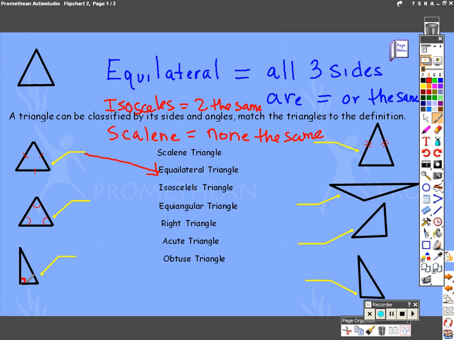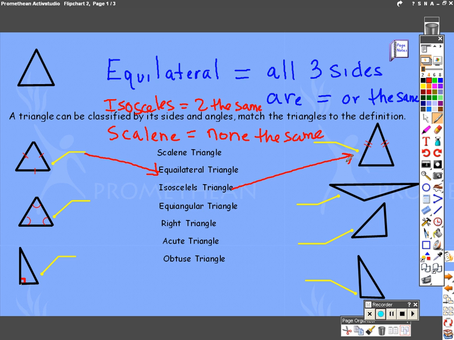Now here we go. We have two hash marks, two hash marks. Since they both have the same number of hash marks, these two sides are the same. Two sides the same. Let's look at our definitions. Three sides the same, two sides the same, none the same. I have two the same, so it must be isosceles. This is an isosceles triangle.